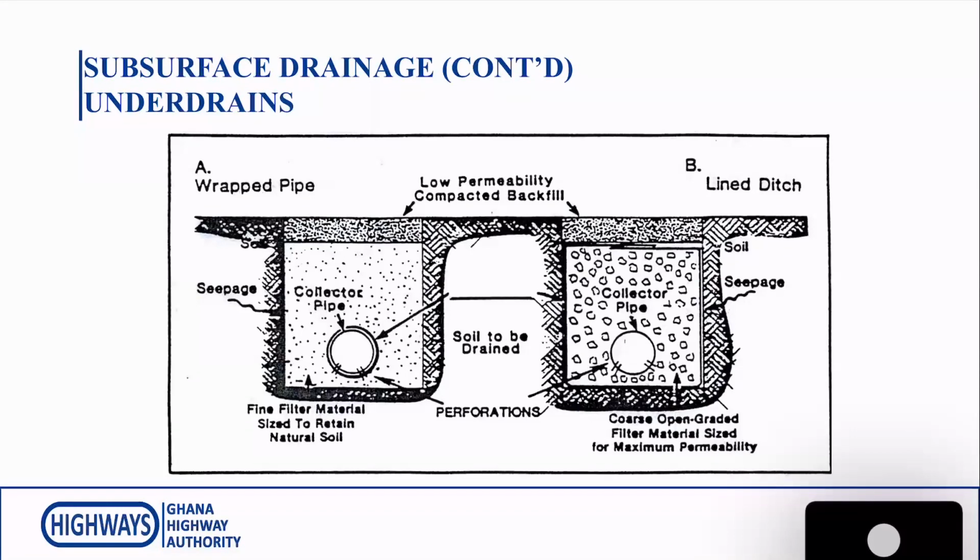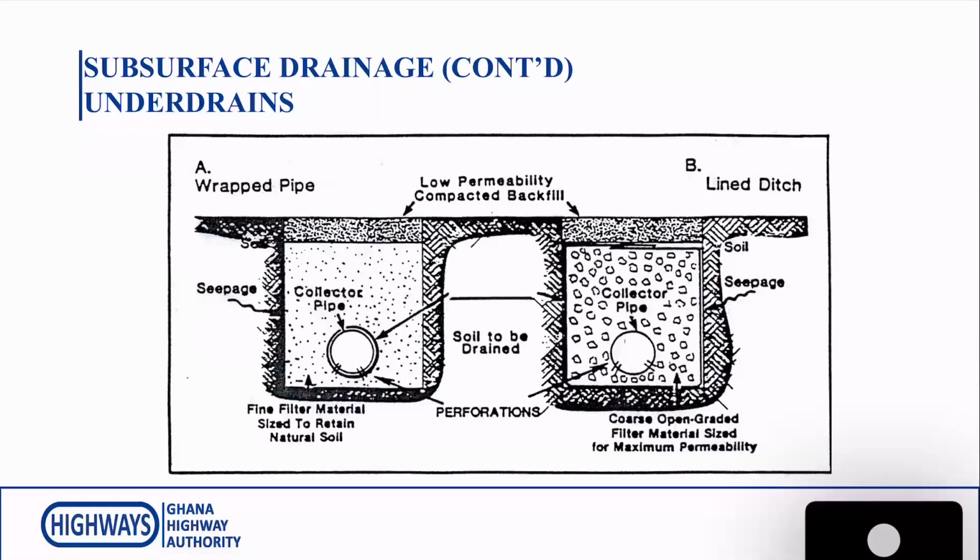So the system consists of a trench, as you can see in the diagram. There are two of them you can see in the diagram, in which a perforated pipe is laid, and the trench is then backfilled with an open graded aggregate. So around the perforated pipe, you have an open graded aggregate in the trench.